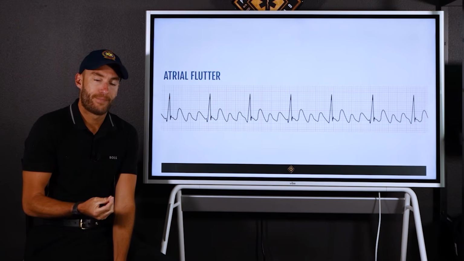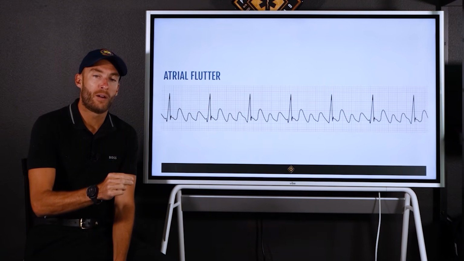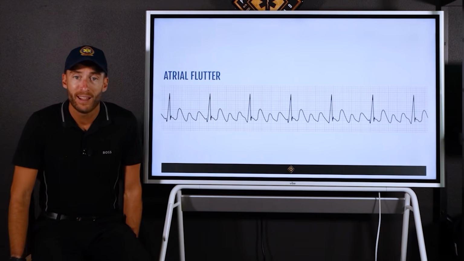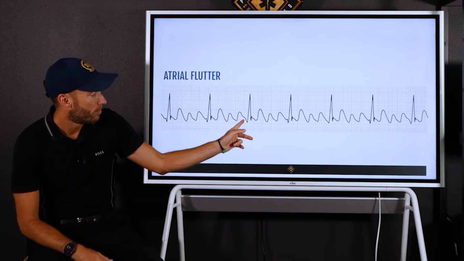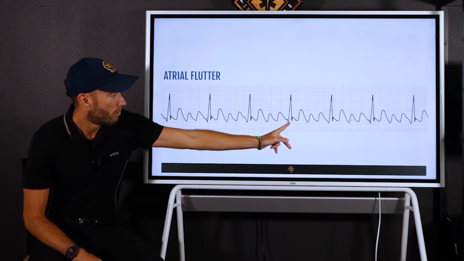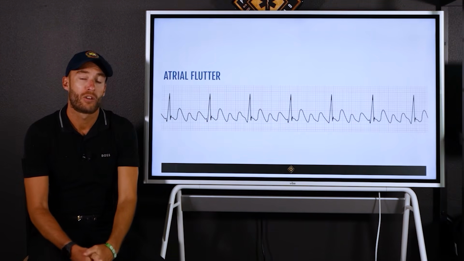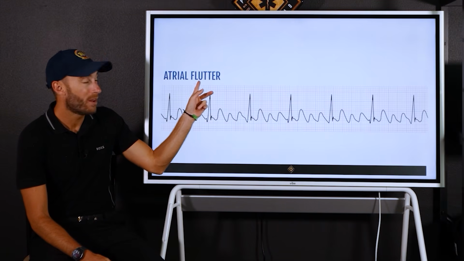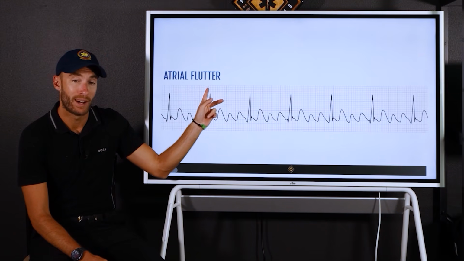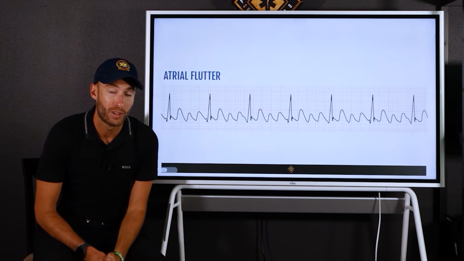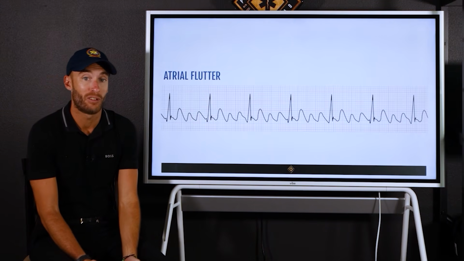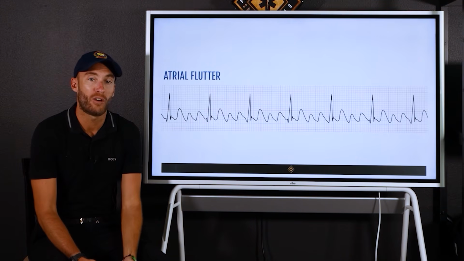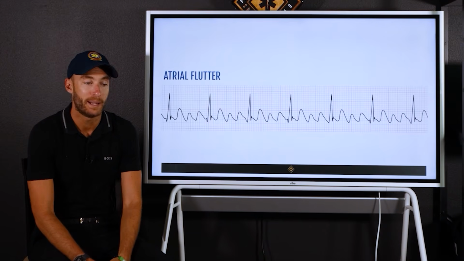With A flutter, it is under the realm of a supraventricular tachycardia. If you look, you can see here those QRS complexes, they're not wide. It's an atrial rhythm, right? So we know that the impulse is supraventricular in nature, meaning the impulse starts above the ventricles, is what we're saying, right?